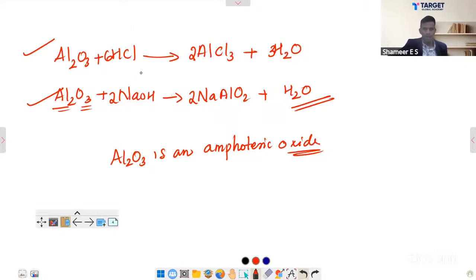Is it clear about the balancing of these two equations? Is it clear? Please unmute and respond. Hello, is it clear?